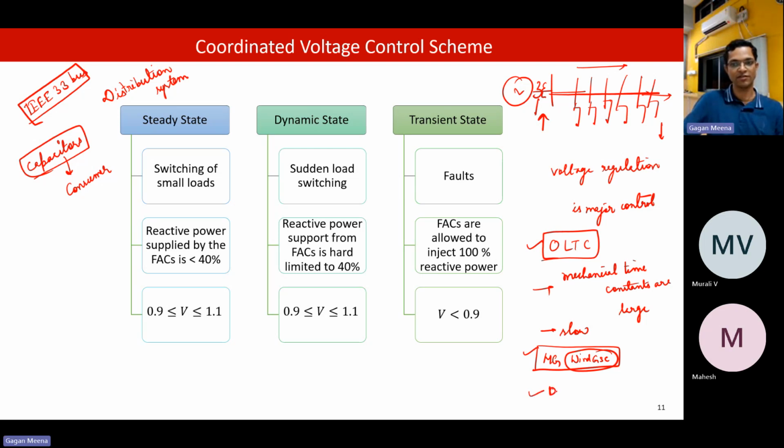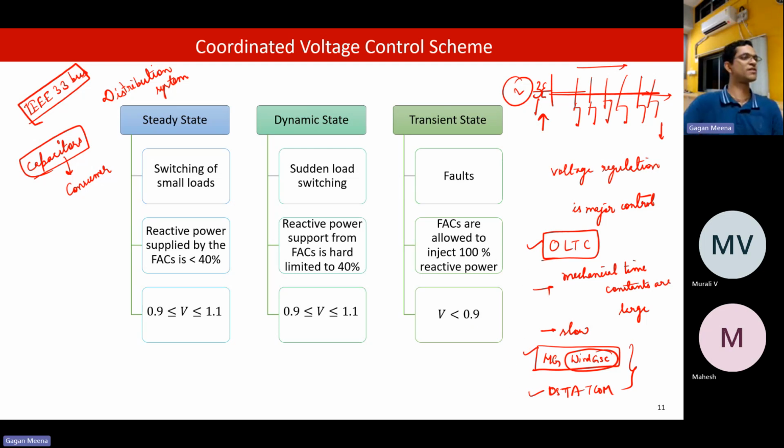And then D-STATCOM is also there. So all these devices are very fast devices because all these are based upon these power electronic switches, which are very fast. Their switching frequency is quite high. They will operate very fast and the OLTC will operate very slow.